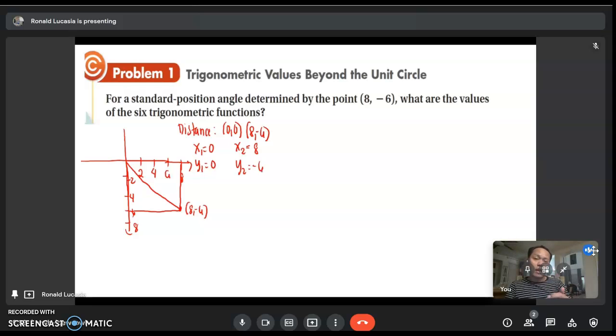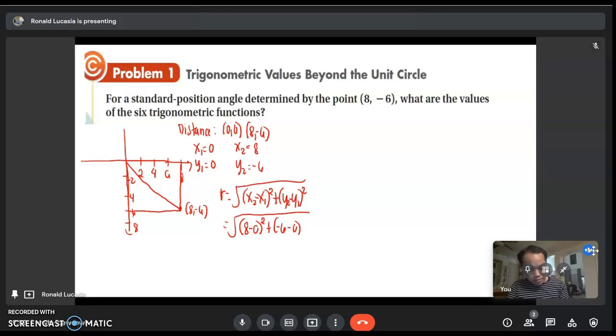Recall the distance formula in your geometry classes. The distance formula, which is r in this lesson, is given as the square root of x sub 2 minus x sub 1 quantity squared plus y sub 2 minus y sub 1 quantity squared. And then just plug in the given. Your x sub 2 is 8. Your x sub 1 is 0. And then your y sub 2 is negative 6. Your y sub 1 is 0. So this is going to be the square root of 64 plus 36, which is equal to the square root of 100, and the square root of 100 is 10.